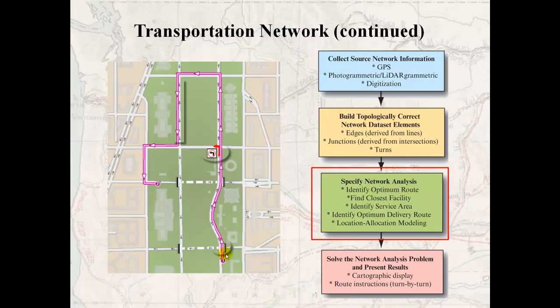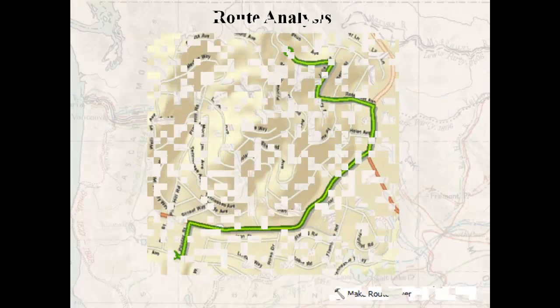Optimum route. Pick point 1, point 2, what's the best way to get from point 1 to point 2? Which is the closest facility to where I am or a spot that I'm interested in? What are the service areas associated with certain points? And if I have a delivery route, what's the best way to get my deliveries done in minimum cost, time, distance, whatever? And if I have a bunch of existing spots and I want to put a new spot in, how do I allocate new and existing locations in terms of maximizing my return on that?